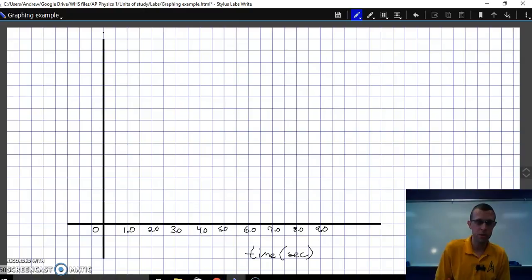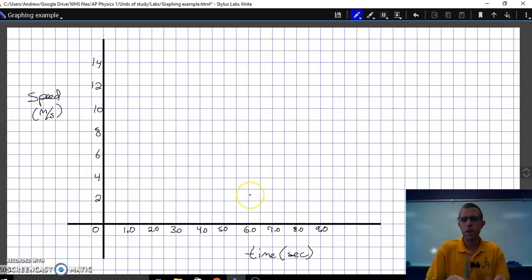So this is the speed. And that was in meters per second. And I'll use a scale of 1. Again, I'm going to skip lines here to keep this looking a little cleaner. 2, 4, 6, 8, 10, 12, and 14. All right, at this point, I'm going to go ahead and start plotting my points.